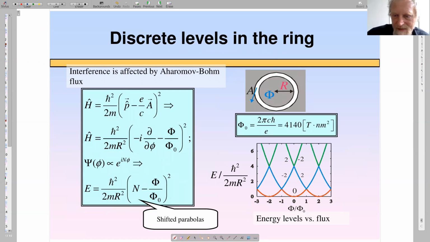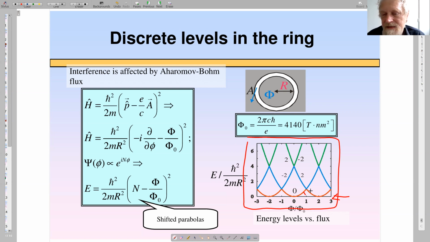I believe it's easy to see in this picture. Yeah, avoided crossings and other angular momentum becoming more favorable. Right. So one could just concentrate on the ground state and its derivative, and we see that the derivative jumps, because there is switching to another value of angular momentum when we change the magnetic field. That's why there are jumps in the current.